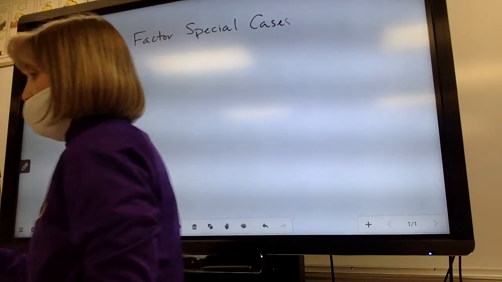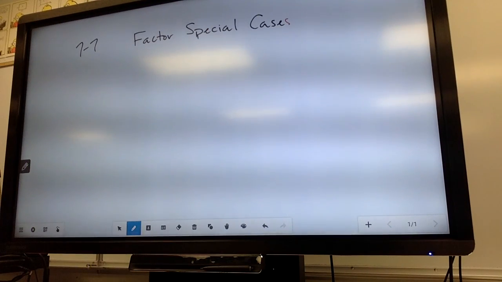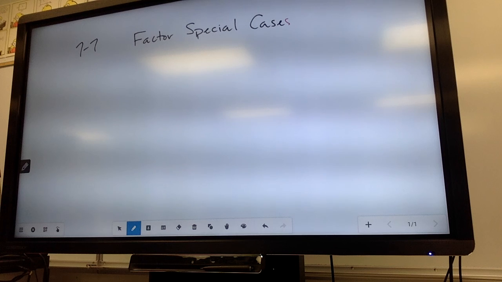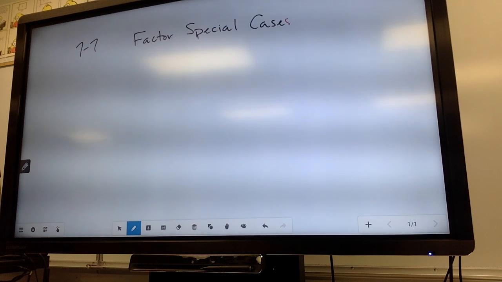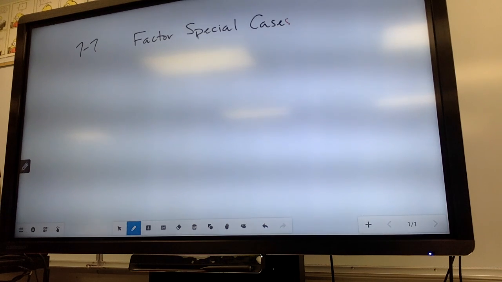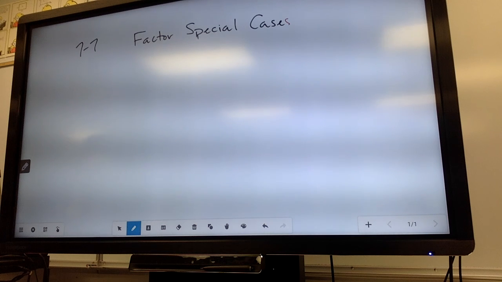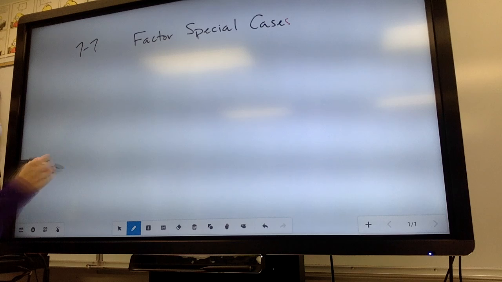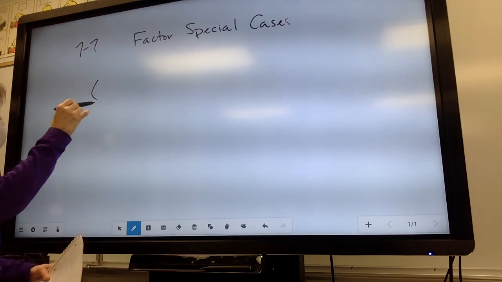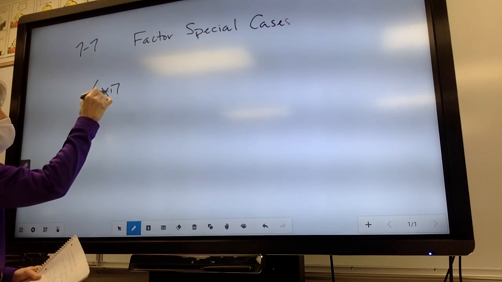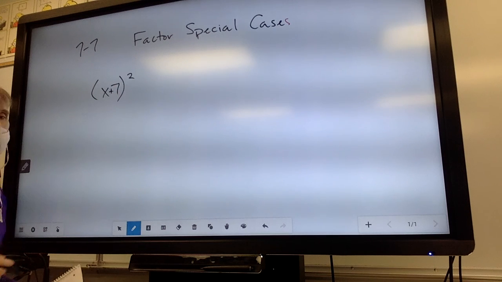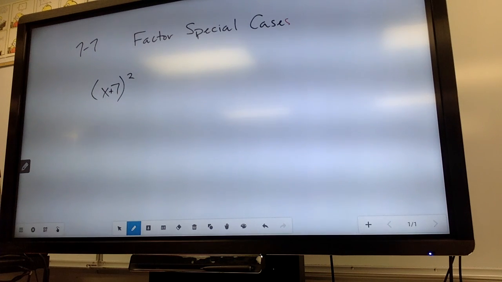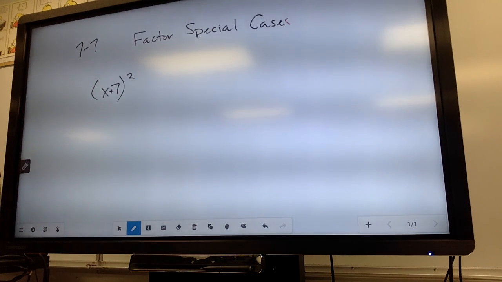So, 7.4 today, we're going to still be factoring, but it's special cases, and we can still use the X method. That's my suggestion, that you keep on using that. But you're going to recall from section 7.3, when I gave you things like x plus 7 quantity squared, when we had to square a binomial, what did we do?